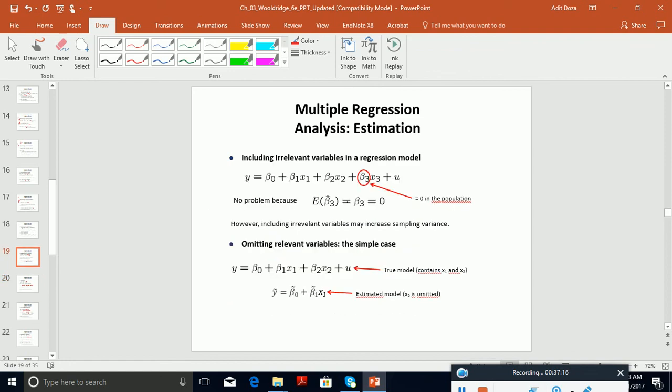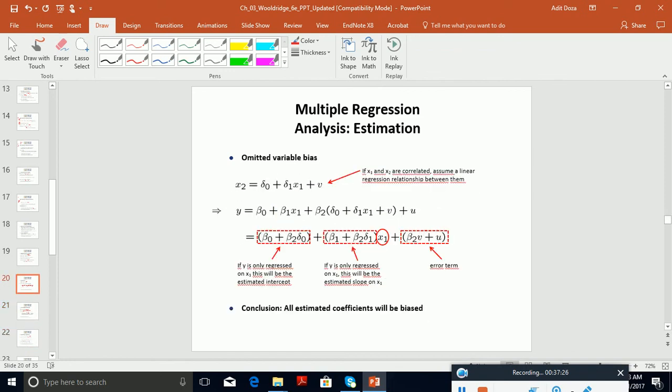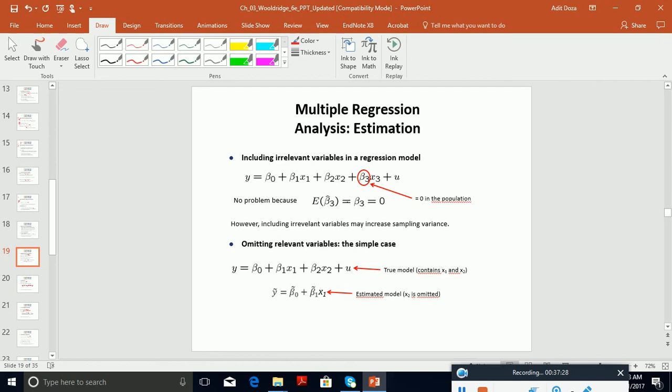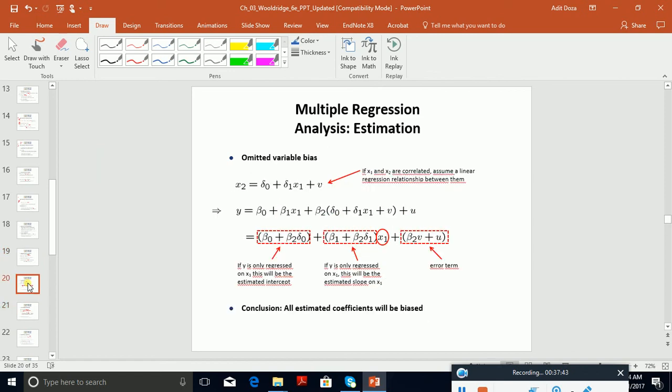Okay, so for omitted variable bias, this is the trickiest part, and I think I told you guys that this would come in the exam, right? So slide 19 to 21 you guys should read. They give a good example of the omitted variable bias case.